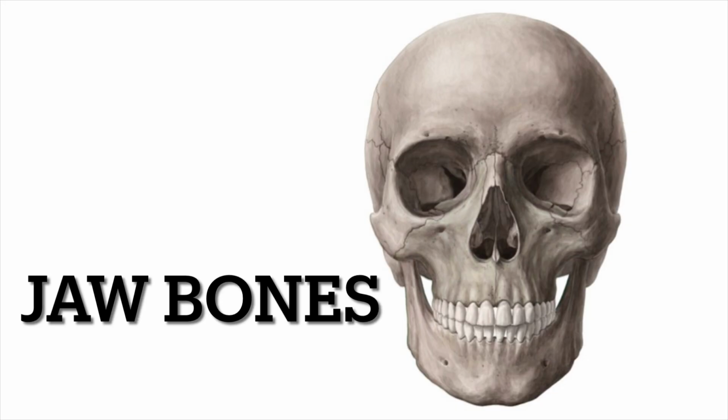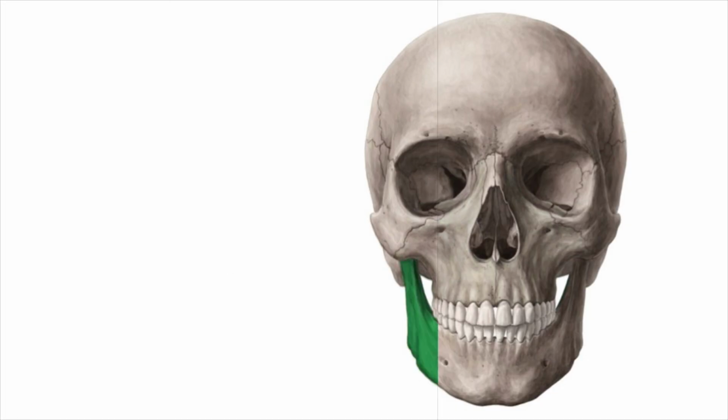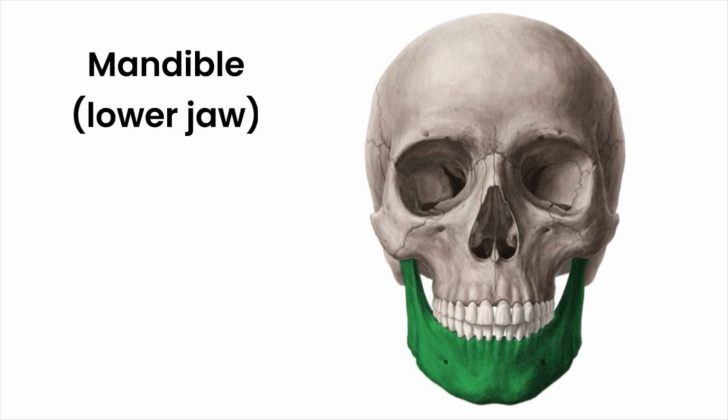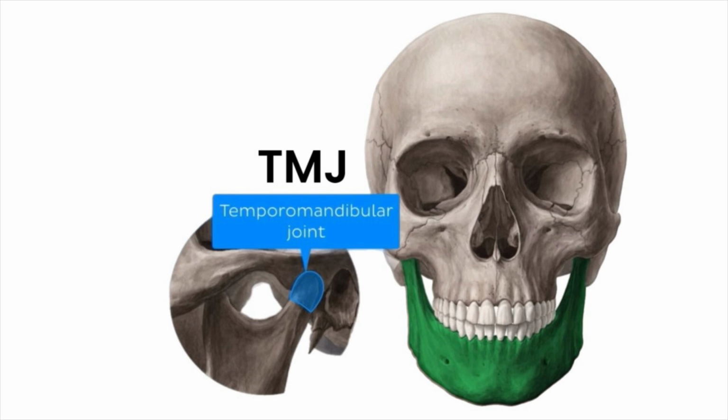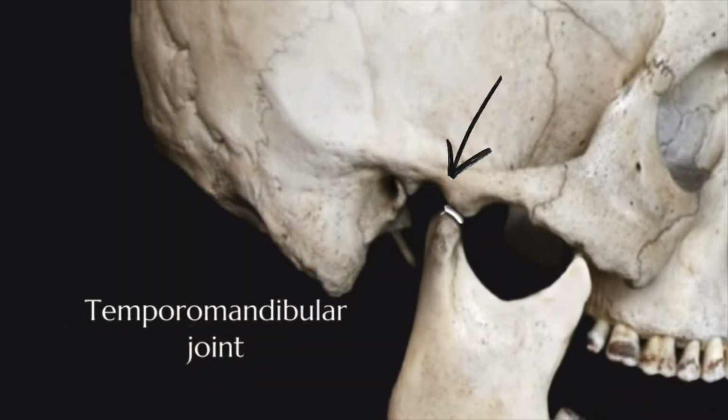Now let's talk about the jawbones. The mandible, also known as the lower jaw, is the strongest bone in the face. It houses the lower teeth and is also the only movable bone. It is able to do so because of the temporomandibular joint. It acts as a hinge to control movement like chewing and speaking.